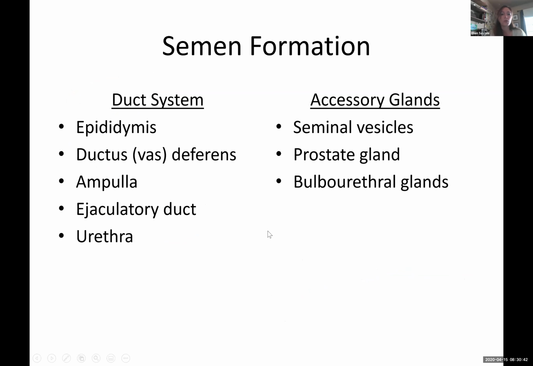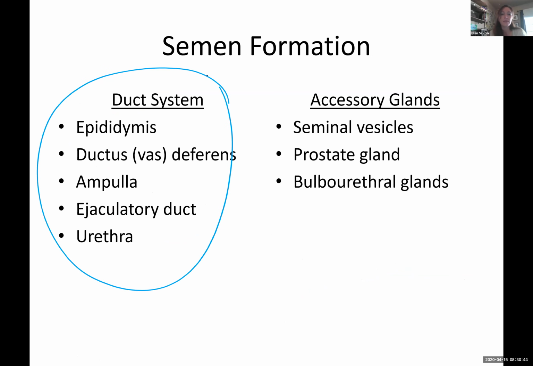So we're going to go through the parts of the duct system, the pathway. We should really say, starting from the seminiferous tubules, then it will end up going to the epididymis, and this is the rest of the pathway out. And along the way, we'll talk about the glands that contribute to seminal fluid. But we'll go through the ducts, which is really just, again, the sperm's pathway.